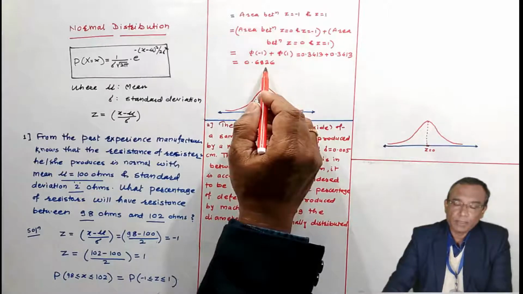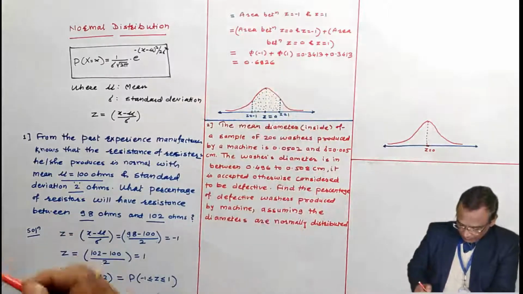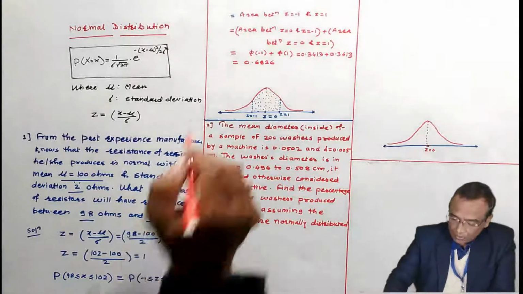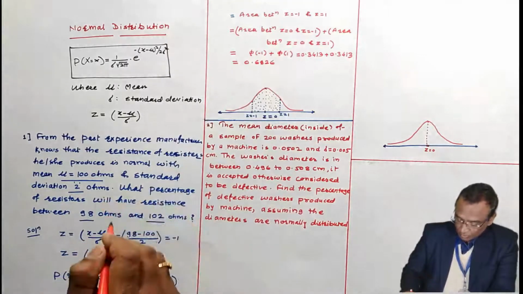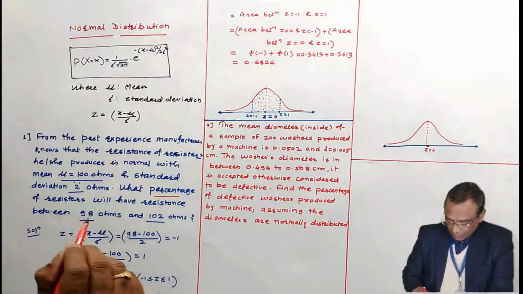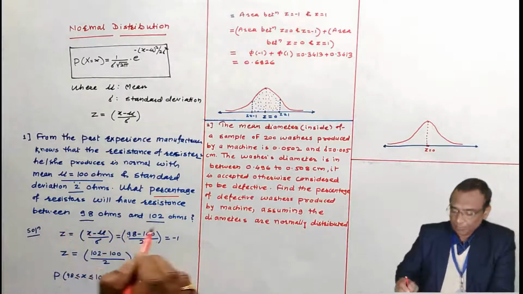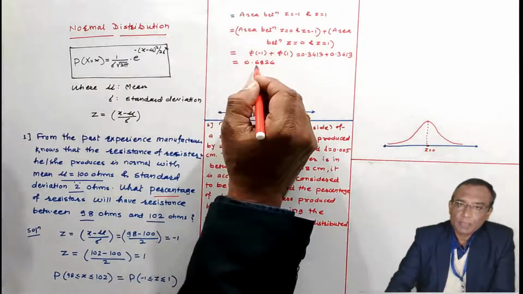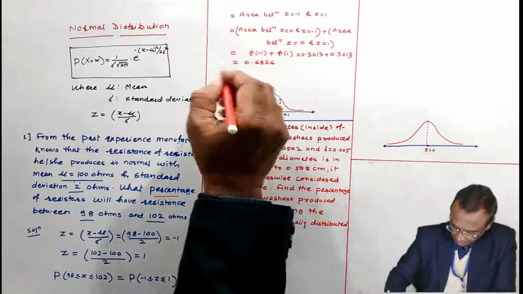Well, what is 0.6826? It is the probability that x lies between 98 and 102. But here in this problem, we have to find out the percentage. So what percentage of the resistors will have resistance between this? And this is the probability. If you multiply probability by 100, you will get the percentage.